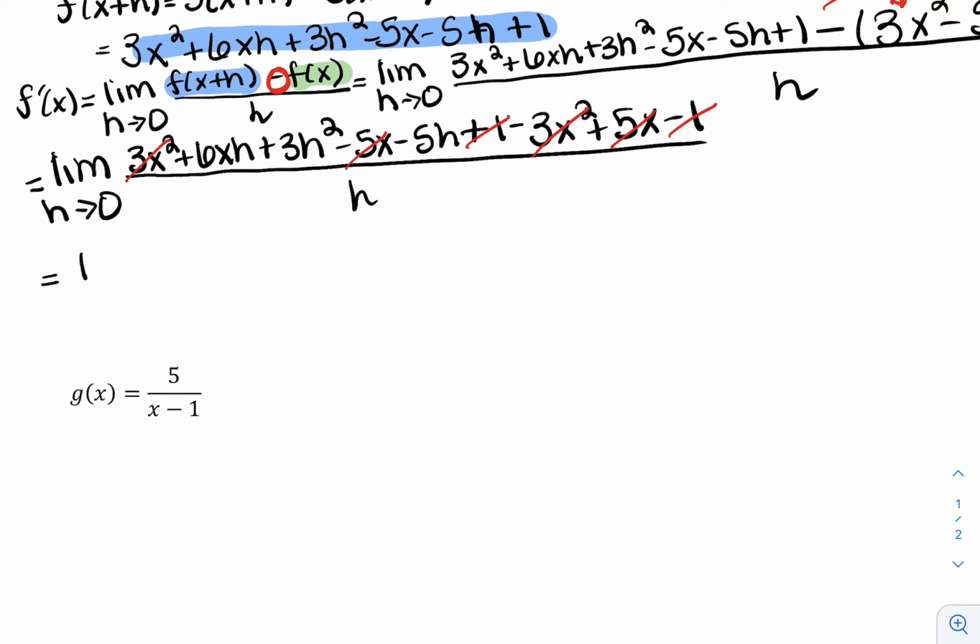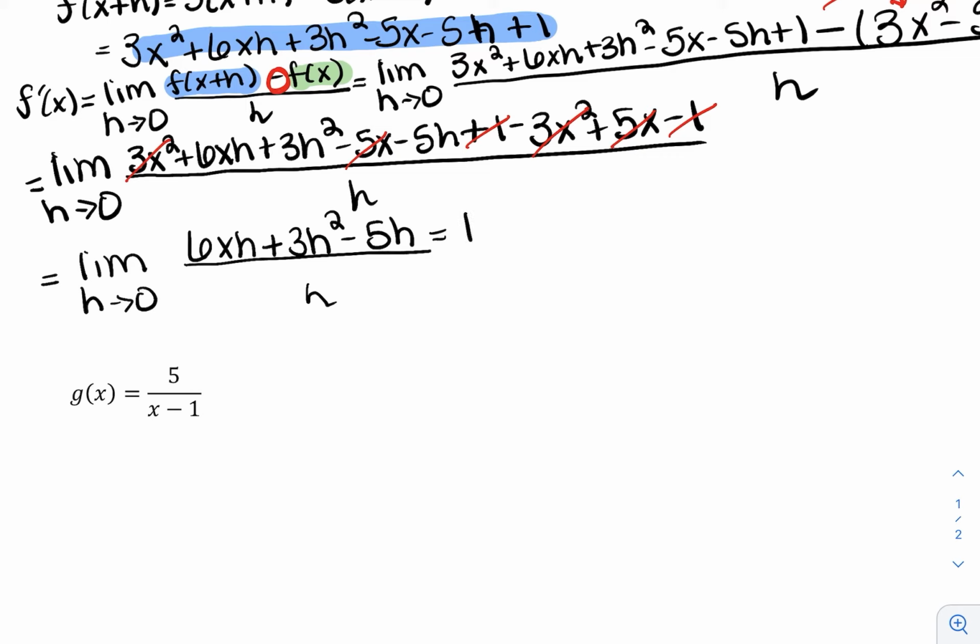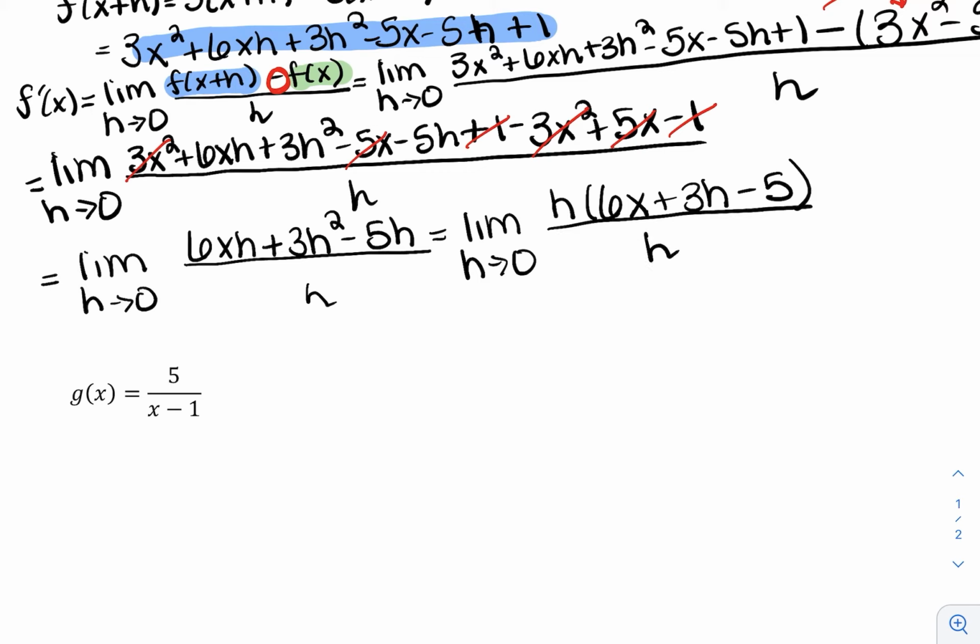So I'm going to write what I have left over. This is equal to, the limit as h goes to 0, of 6xh plus 3h squared minus 5h all over h. But what's happening is that every term in the top has an h. So I'm going to be able to factor out an h. So again, I'm carrying my little purse in the front. Can't forget about that guy. I'm going to take out an h. I'm left with 6x plus 3h minus 5. And again, this is all over h. So I took out an h from every term in the top.